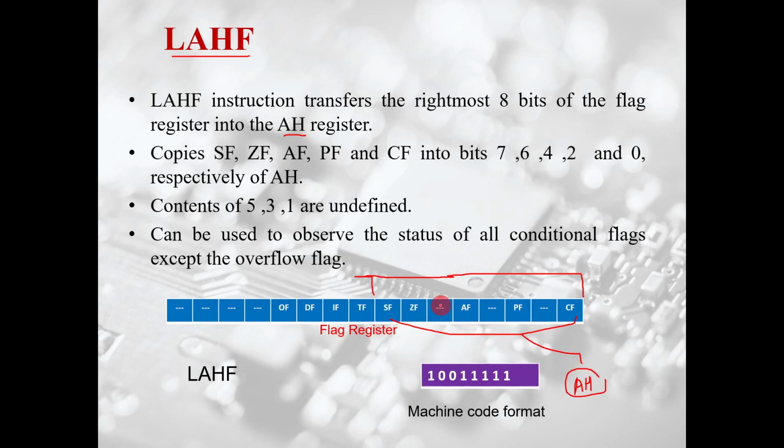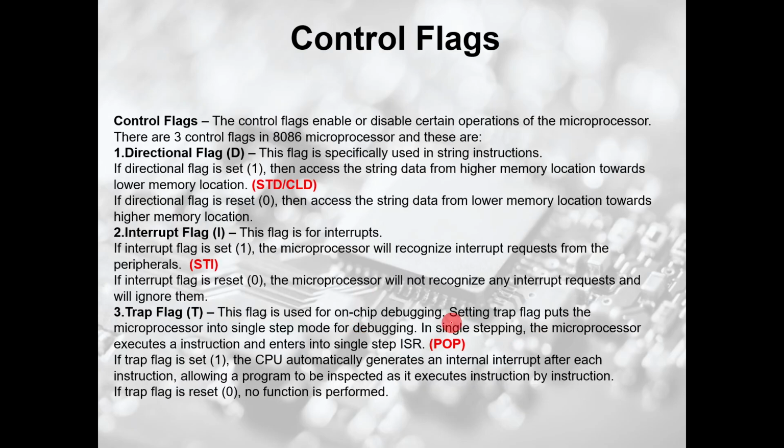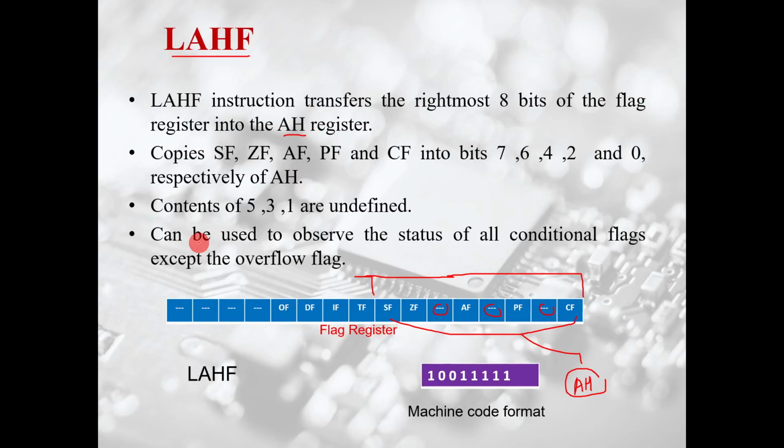And obviously there is no data here. So when you take it into the AH register, some garbage data will be available at these positions. They don't carry any meaning. So these are the flags, right? So direction flag, so these are the control flags.